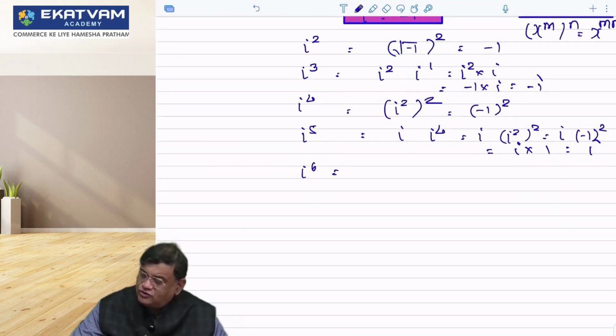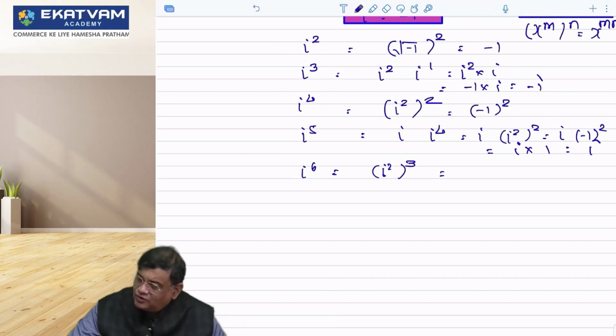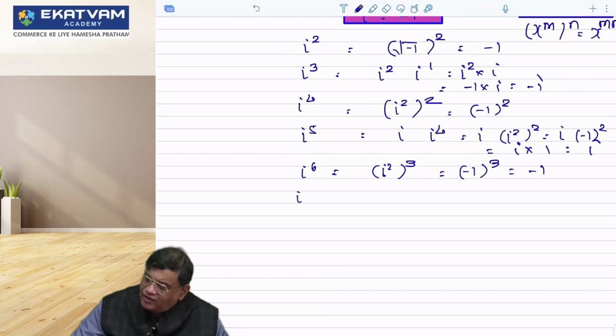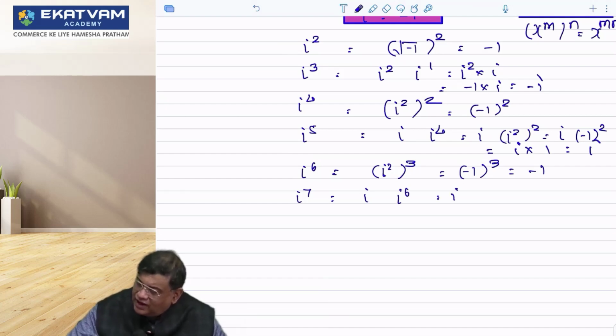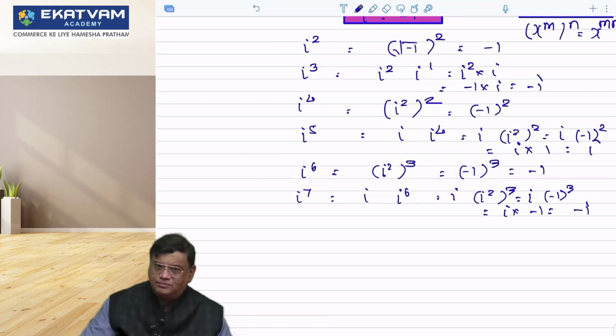आता व्हॉट इज I raised to 6? मग आय कॅन राईट दिस ॲज I² cube. It is I² cube. So it will be -1 the cube means -1. हे कळलं का? मग इफ आय हॅव I raised to 7, मग एक I सेपरेट करा. मग I raised to 6, मग एक I तसाच. मग दिस इज I² raised to 3, म्हणजे I into -1 cube म्हणजे I into -1. सो दिस इज -I. डोंट राईट एनिथिंग, फर्स्ट लेटर डेव्हलप.